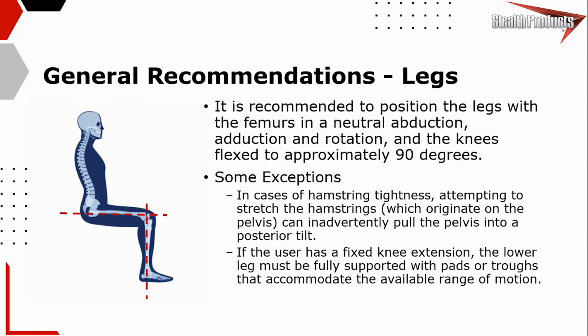So in a perfect world, we would have our legs positioned so that there's really no abduction, no adduction, no rotation of the femurs. The knees are around 90 degrees, right? But that old 90 is just not realistic. So we need to find that optimal alignment for each individual. There's just no cookie cutter approach here.